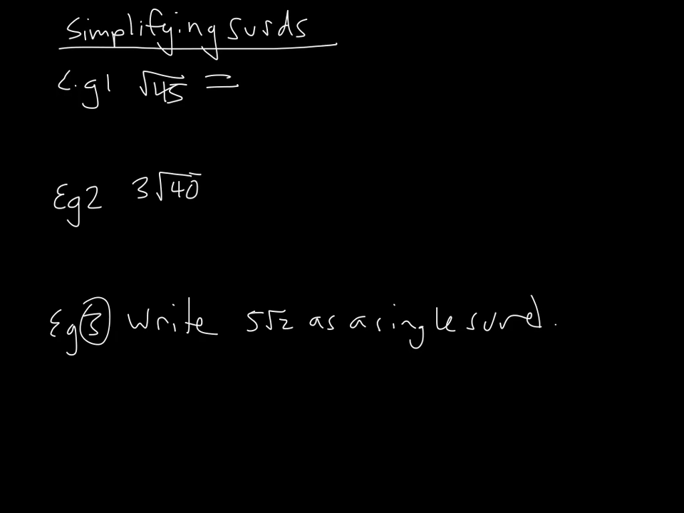Okay, here we go. So the first thing we're going to do is simplifying surds. When we're simplifying surds, we're just breaking the surd up into its factors. So root 45, you could think of it as root 9 times root 5, and root 9 just becomes 3.